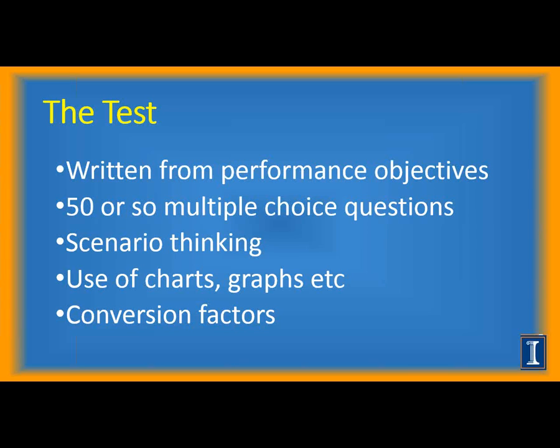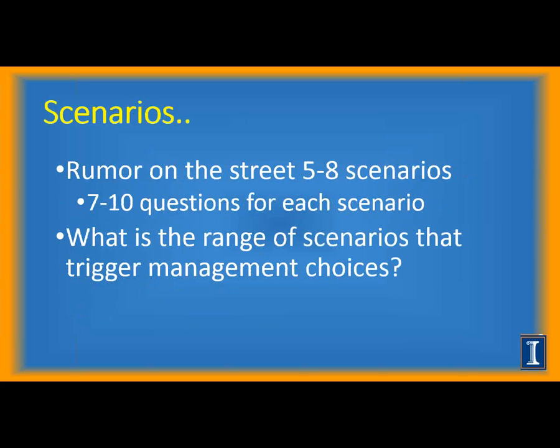So a little bit about the test. The test is written from performance objectives, and we've got all of these listed. You all have access to those. There's 50 or so multiple choice questions. Some of the folks who are taking the exam said there may be 55 or so. But the real key is really scenario type thinking. So within that context, you may be asked to use charts, graphs, do some interpretations, and really pull a number of things together. Your knowledge of fertilizer and your field knowledge and the soil type and the tillage and all these different things. And then you're also going to have to do some conversion factors.